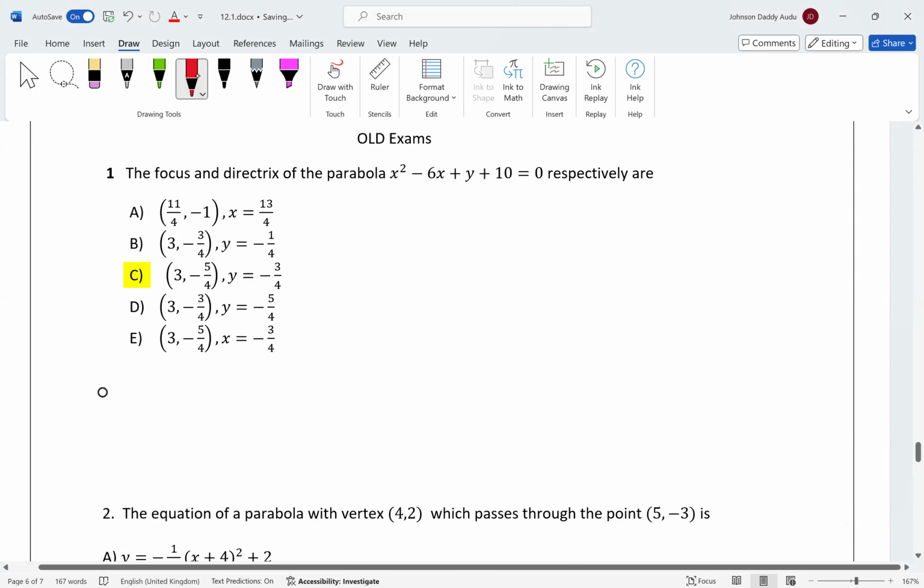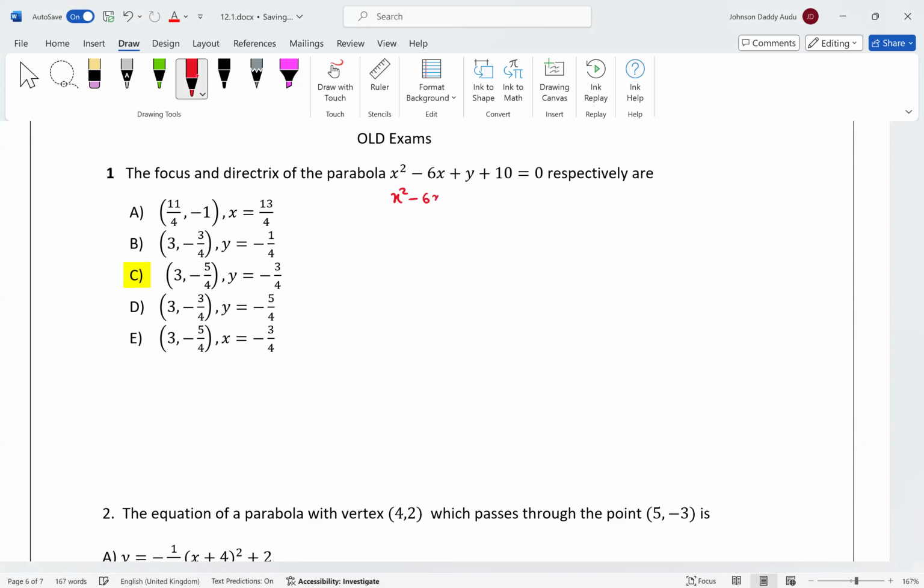Firstly, we need to transform first. So this is going to be x squared minus 6x equals minus y minus 10. So this is now x squared minus 6x plus what? Plus 9 is equal to minus y minus 10 plus 9. So what am I doing here? Just completing the square. This is going to be (x minus 3) squared is equal to minus y minus 1.